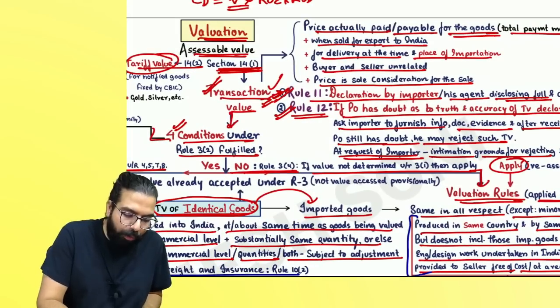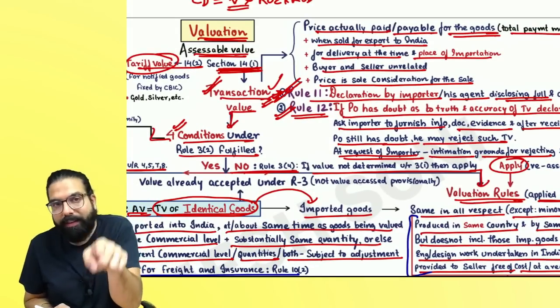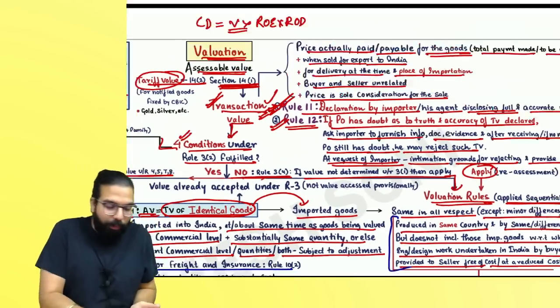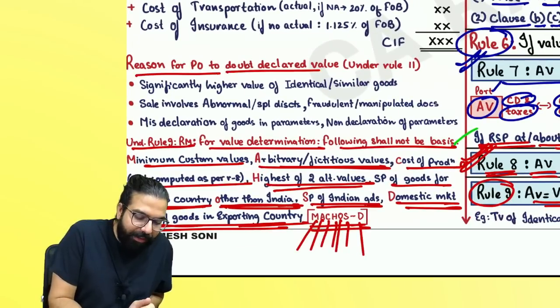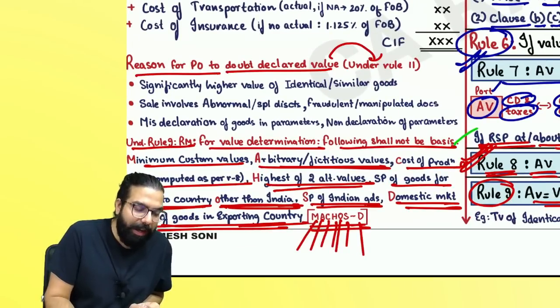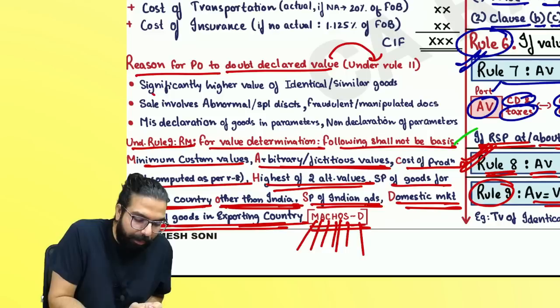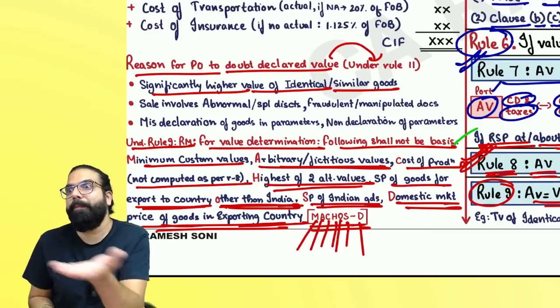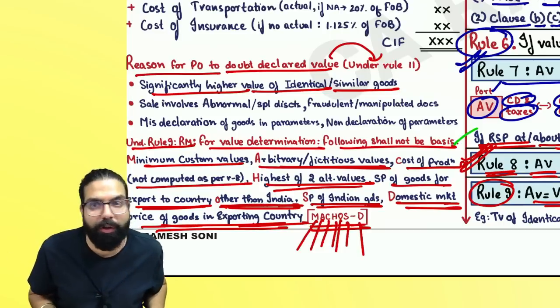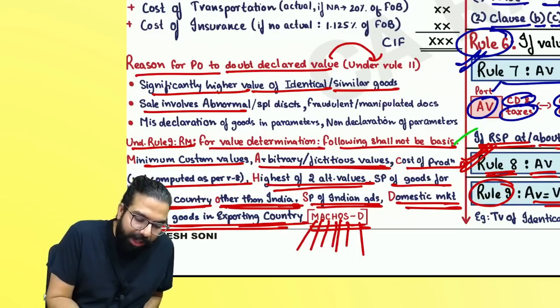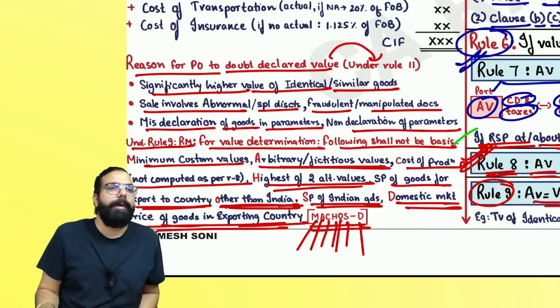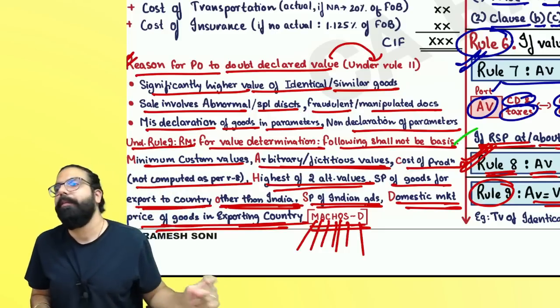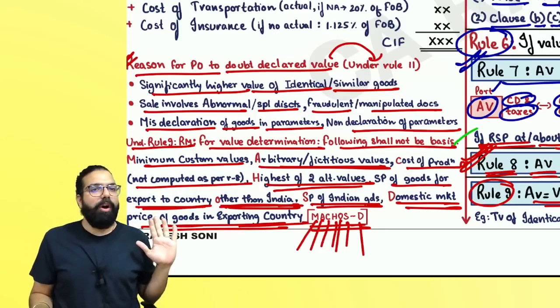Now rule number 11: you declared your value, and the value can be rejected by the officer. What are the reasons for rejection? The proper officer has a doubt on the value you have declared, and he will reject. Why will he reject? Because of significant differences from identical or similar goods. You imported an iPhone for 100 rupees; the officer will say people are importing it for 50,000, how did you get it for 100 or 1000 rupees? Then if the sale involves abnormal or special discount, fraudulent or manipulated documents, misdeclaration of goods in the parameter or non-declaration as per the parameter, in all these scenarios the officer can reject the value. Are we all 100% clear?